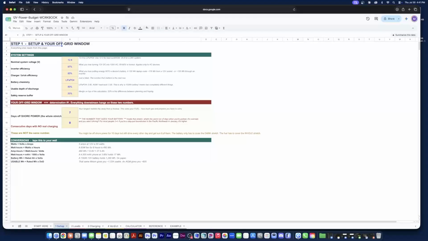Inverter efficiency, 87%. That number is already there. I would leave it there because that's pretty well average for any inverter. So I wouldn't really change that. Same thing with the charger efficiency. If you've got a 100-watt charger, you're not going to charge at 100 watts an hour. So leave it at 85%. The battery chemistry, that I would change if you plan on using something other than LiFePO.